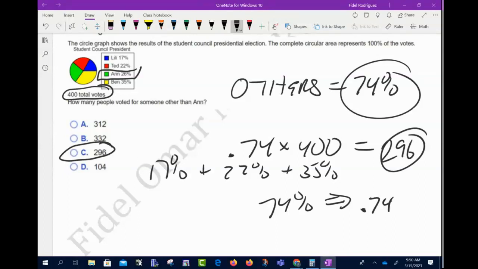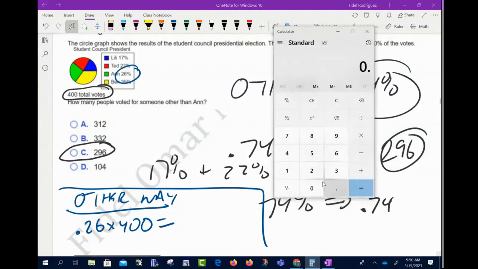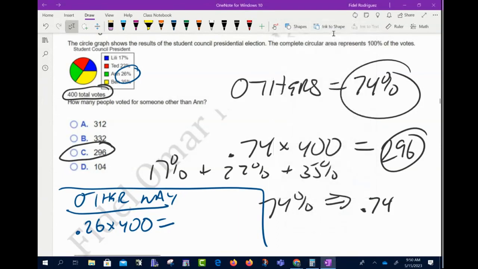Guys, another thing we could have done in this problem, just another way, is we know that Ann got what percent of the votes? 26%. So we could have said, look, let's take 0.26 times 400. Look, y'all, I'm going to grab my calculator real quick. What's 0.26 times 400? Okay, and that's 104.